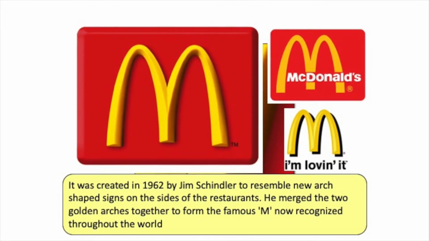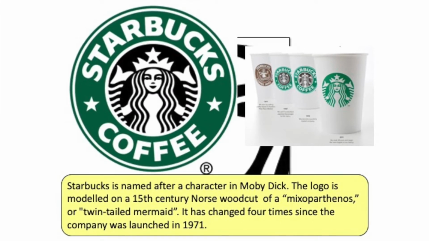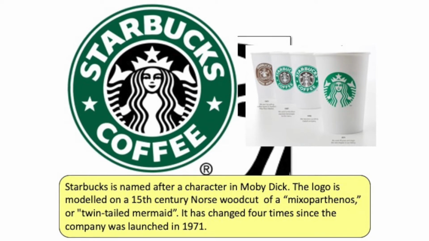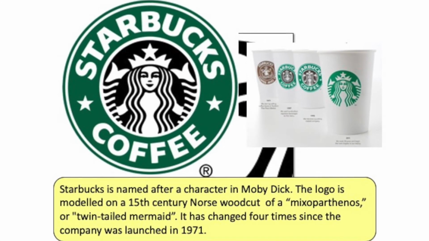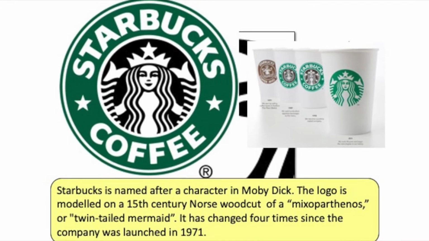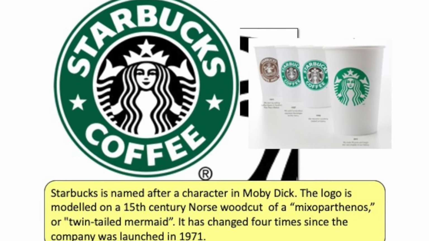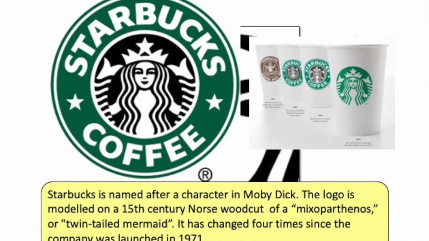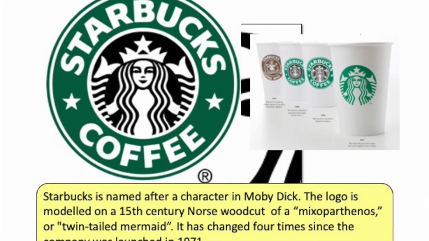So now this third one is Starbucks, and it's named after a character in a book called Moby Dick. The logo is modeled off of a 15th century woodcut, and it was actually a twin-tailed mermaid. Their logo has changed four times since the company was launched in 1971.